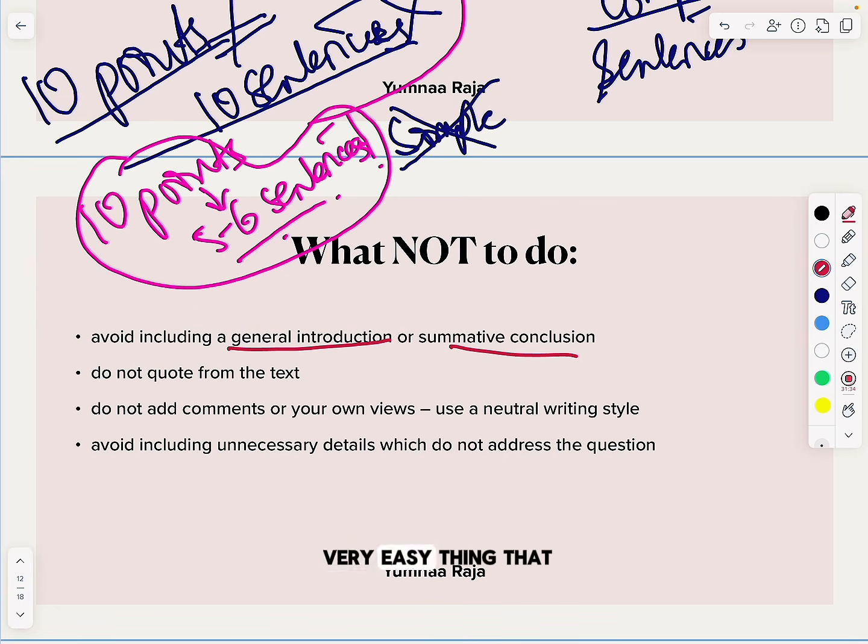What do I mean by that? It's a very easy thing that I tell my students, which is that the first sentence of your summary has to be the very first point, and the last sentence of your summary has to be the very last point. That is how you ensure that you have a very relevant summary. We avoid writing extra, excessive, redundant details, so we ignore all of that. No intro, no conclusion. Number 2, do not quote from the text.